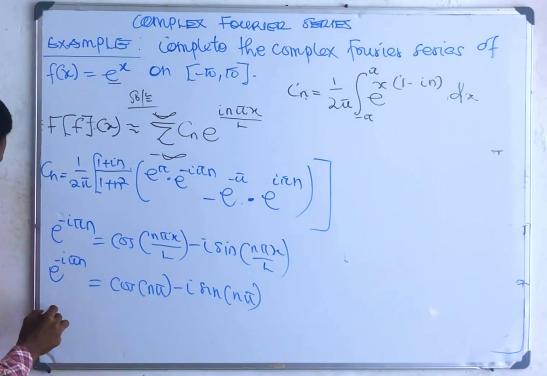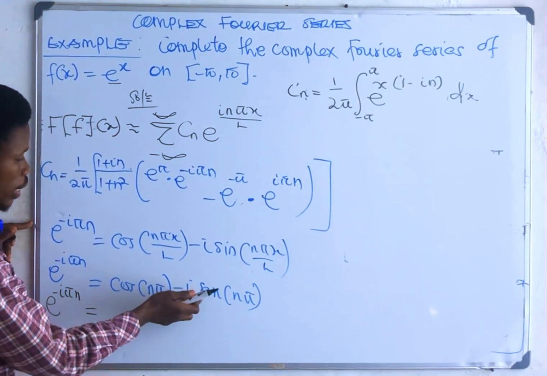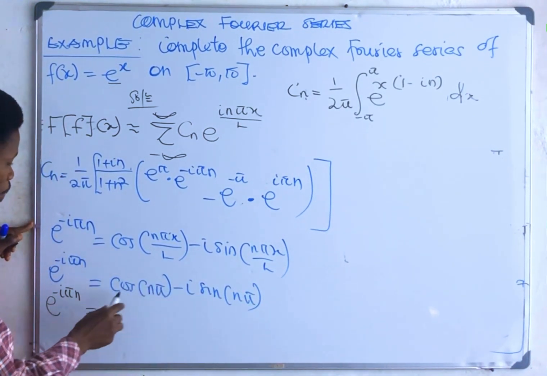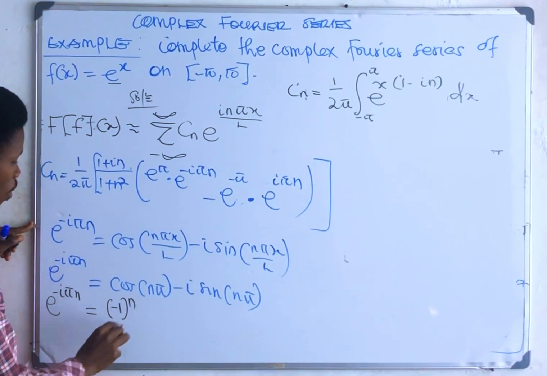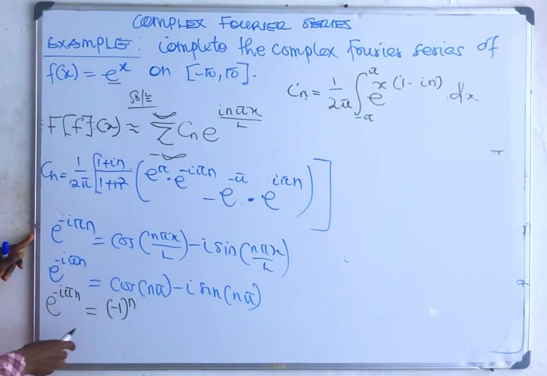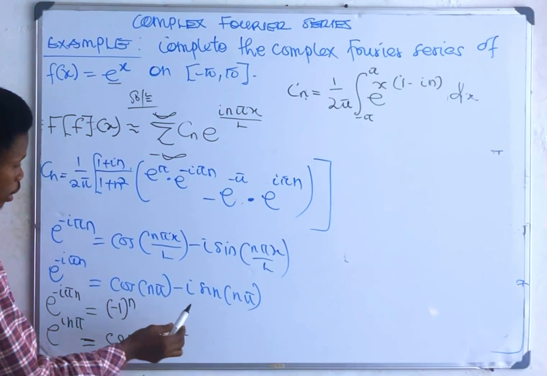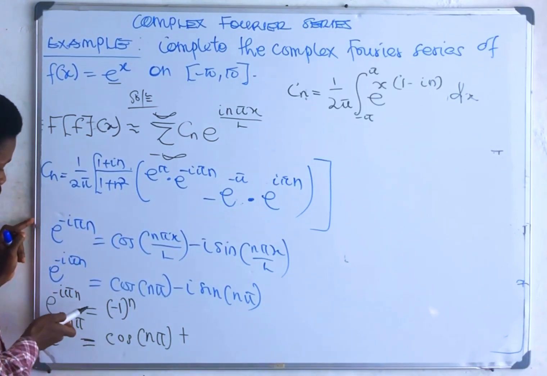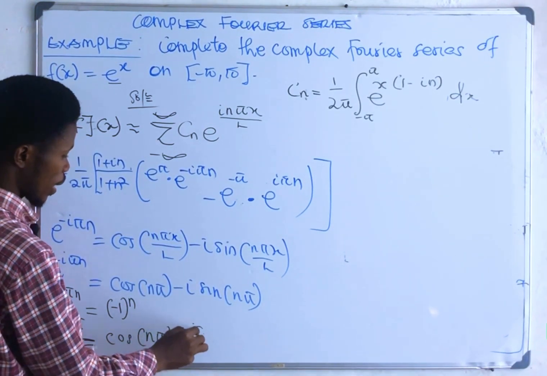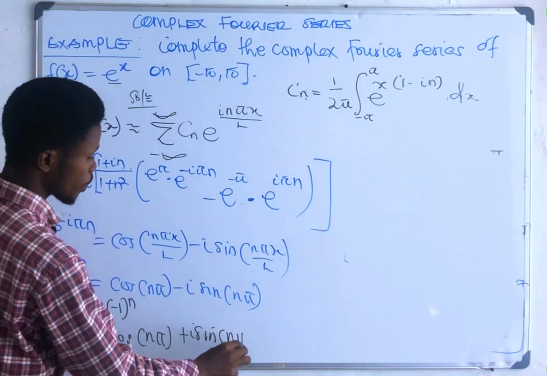Now, what it means is that my e to the power negative i pi n: you know that sine n pi will be 0, because n pi will give you negative 1 to the power n. Is that okay? So this is what you have. Now let's also look at e to the power i n pi. That is the positive side of it. So that is going to be cos n pi plus, because it is positive here, plus i sine n pi.